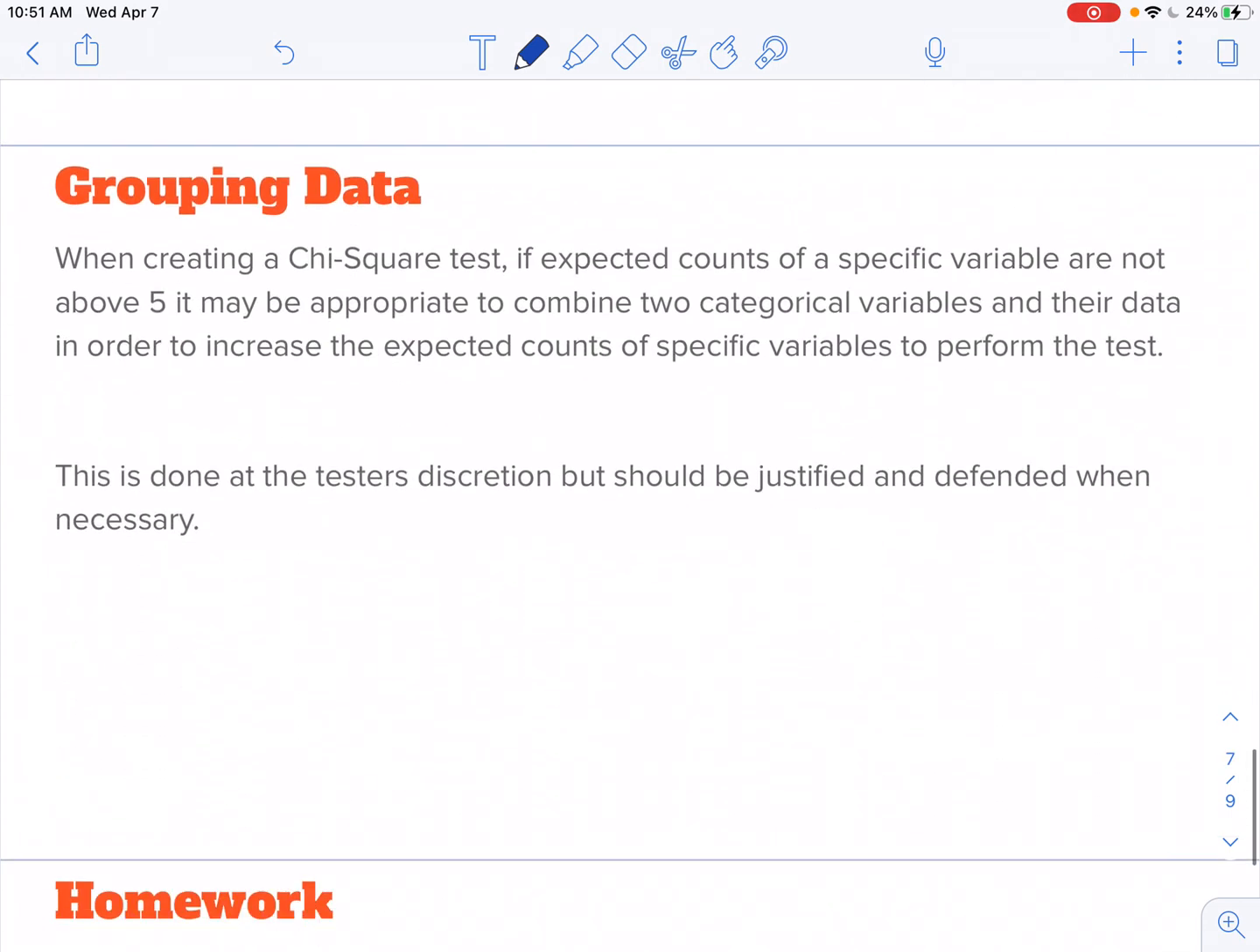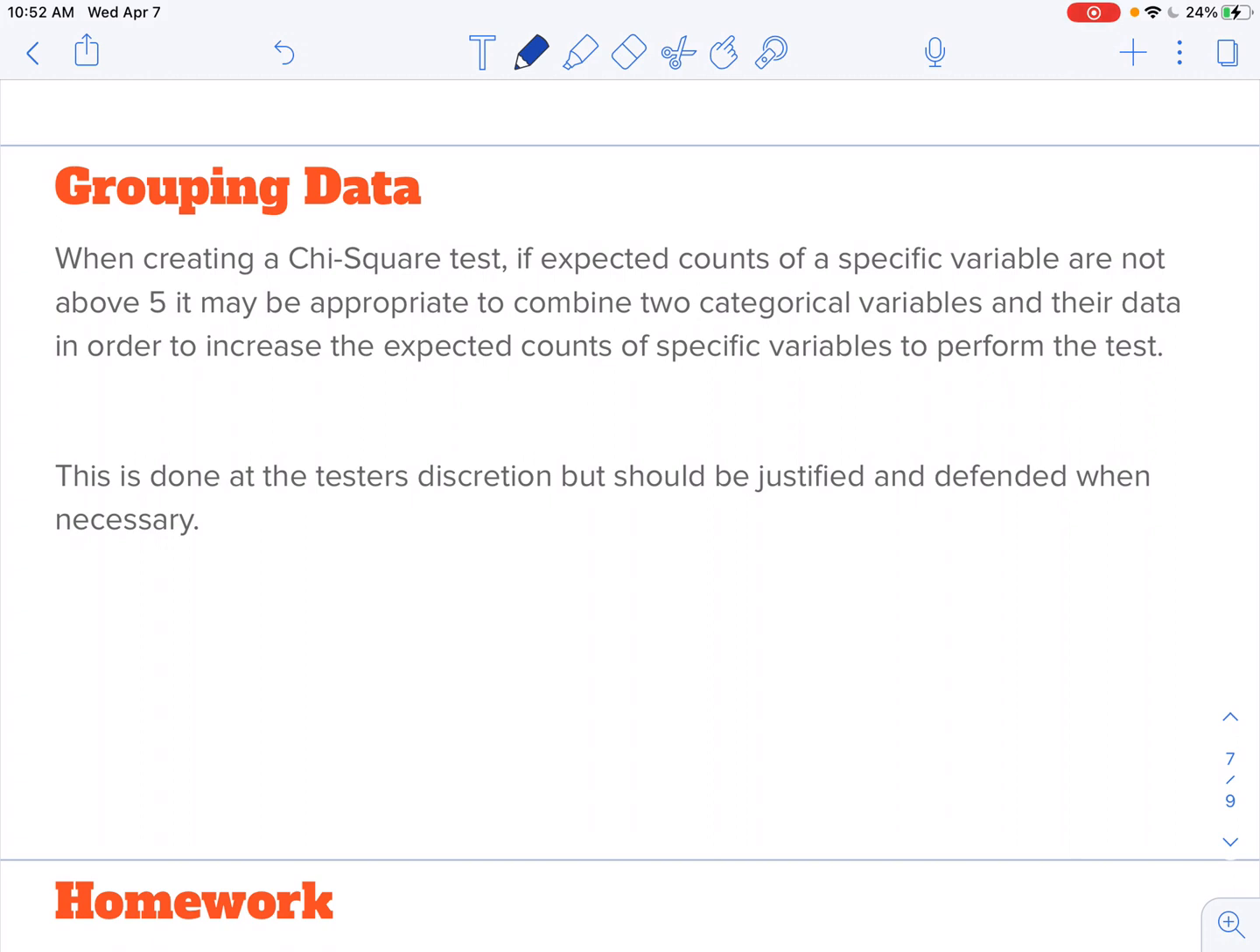And then finally, grouping data. When creating a chi-square test, let's say that you've got a bunch of expected counts that are working out, but then you've got one expected count that's less than 5. It might be appropriate to group those data together, and that's something that's going to be done at your discretion, and it's 100% up to you. You're going to have to be able to defend why you can still separate that, or why you can combine that data, because there was probably reasoning why we chose to separate the questions or the data in the original way we did. So you need to have a good reasoning for combining the data at the end.